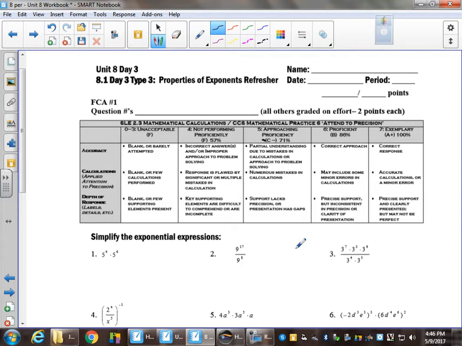Hello everybody, this is going to be a help video for the odds on the type 3 on exponents. So we are on page 15 of your Unit 8 workbook, 8.1, day 3, it's our third day of 8.1, working on this type 3 practice. Now remember, the goal of a type 3 is that by the time we get to one of these, you are working independent of help.